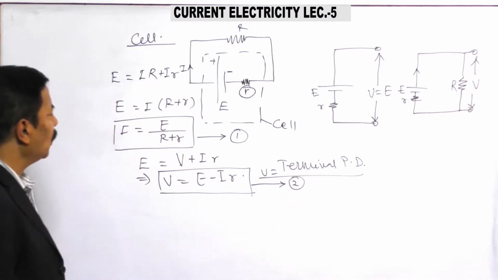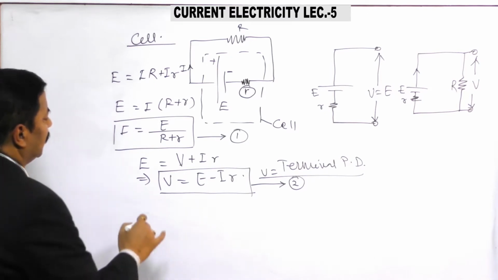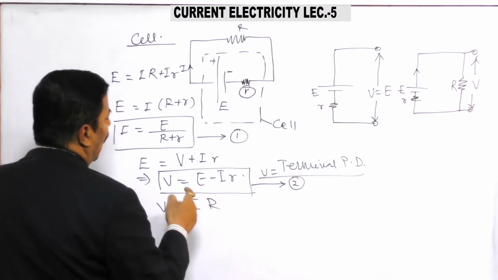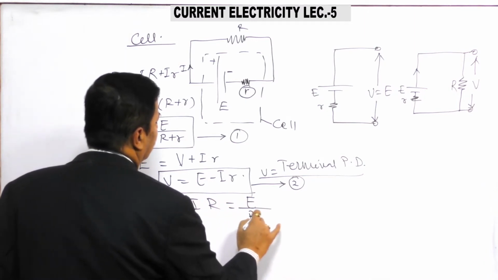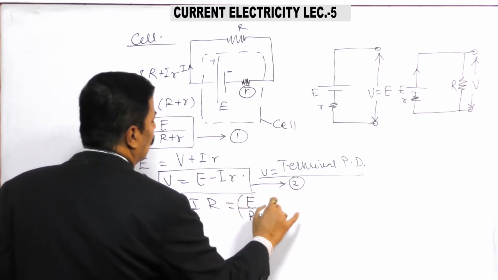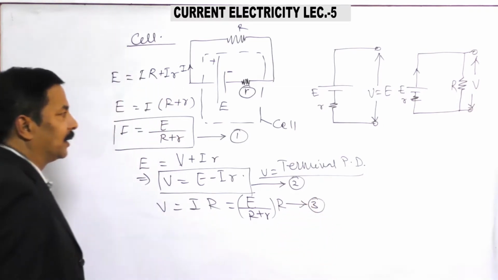And one more thing I would like to tell you, that V is equal to IR. We have I equal to E by (R plus r), so V equals E by (R plus r) into R. This is the third formula of our interest.